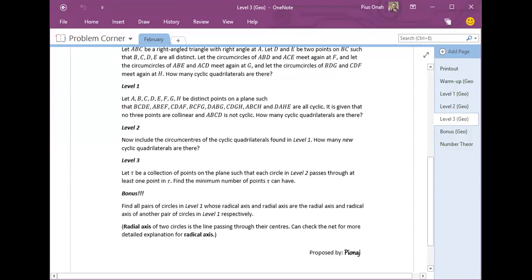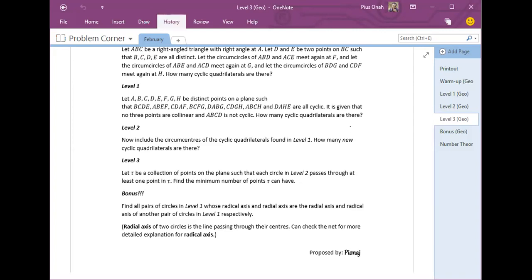So we have tau. It's a collection of points in the plane so that each circle in level 2, the ones passing through those centers, passes through at least one point in our collection. Last time we had 12 circles. What I mean is, we want the minimum number of such points to understand what it is.